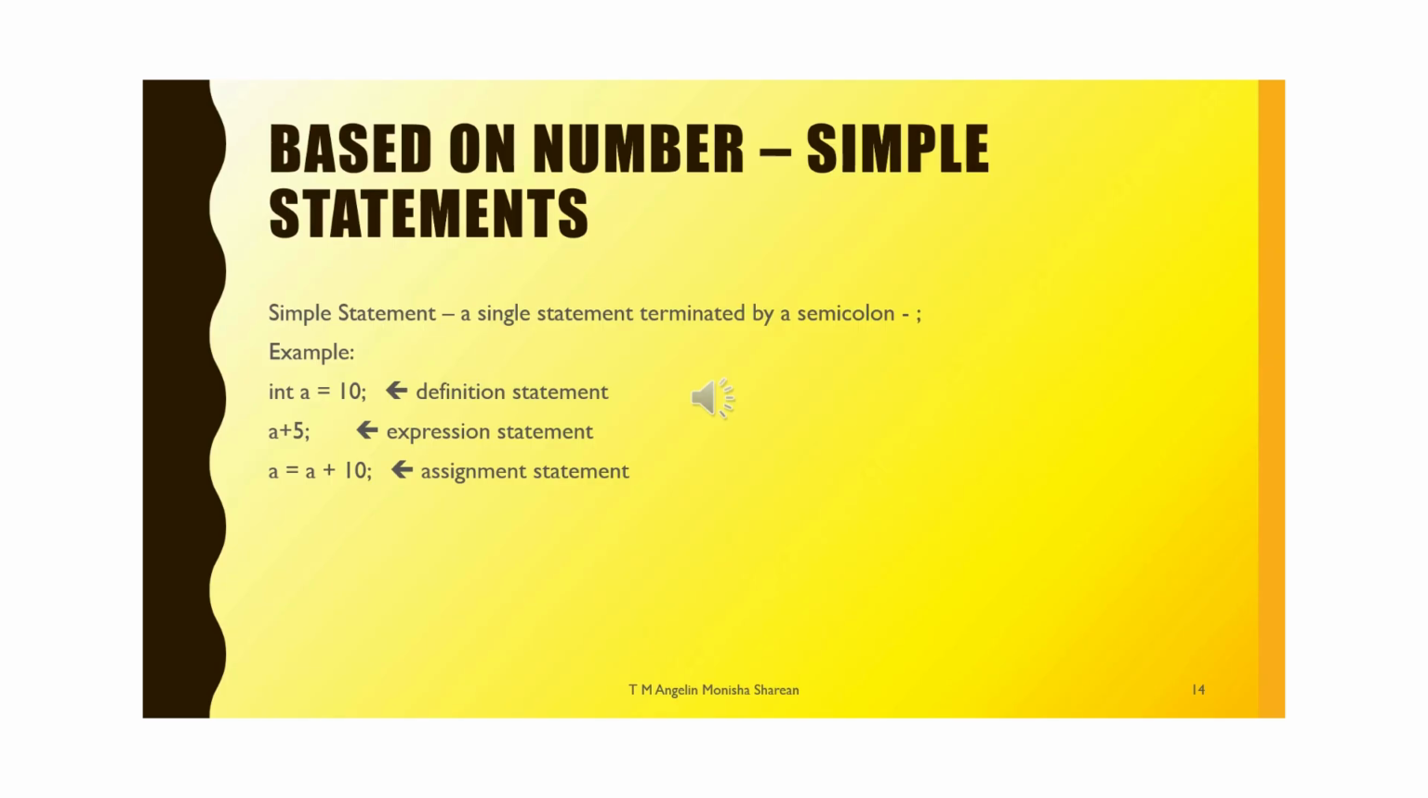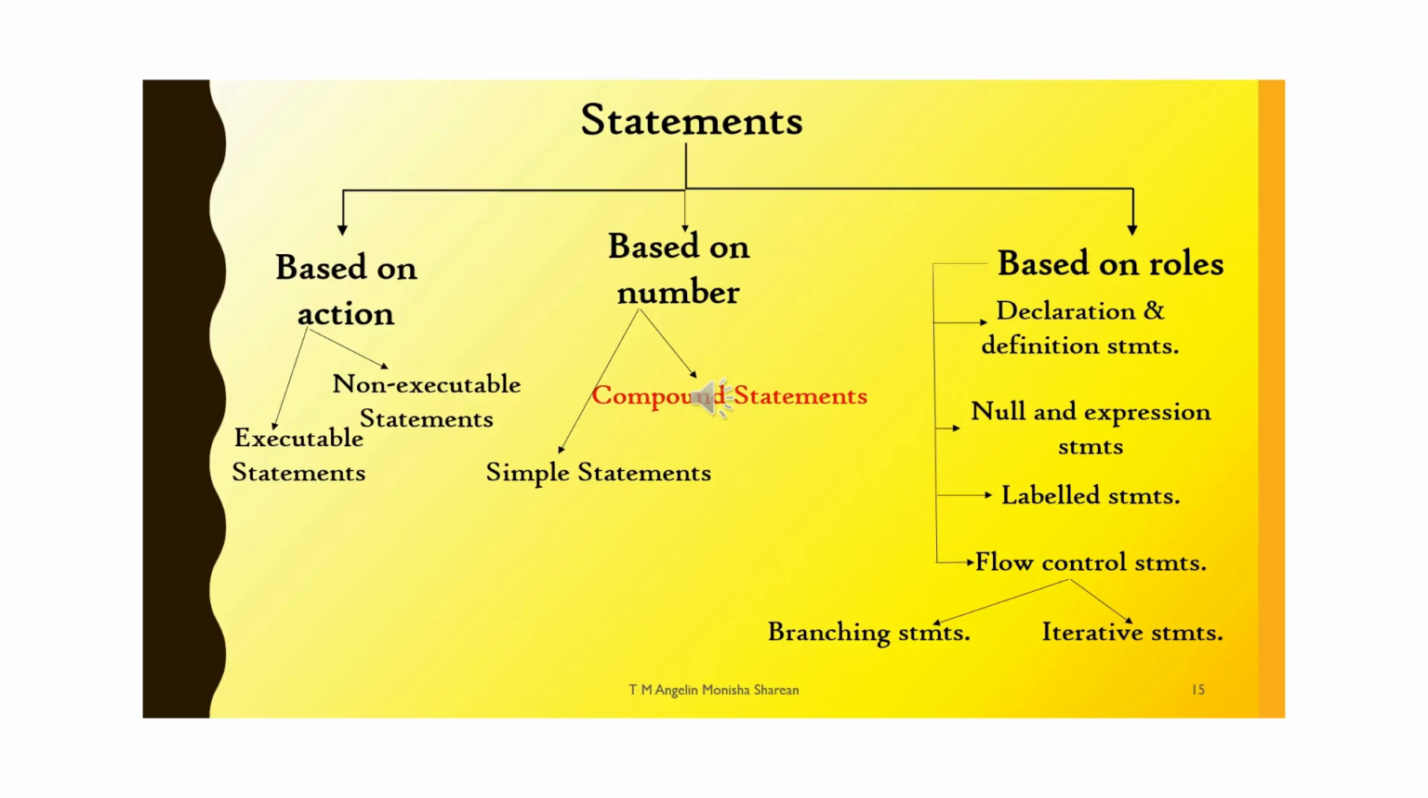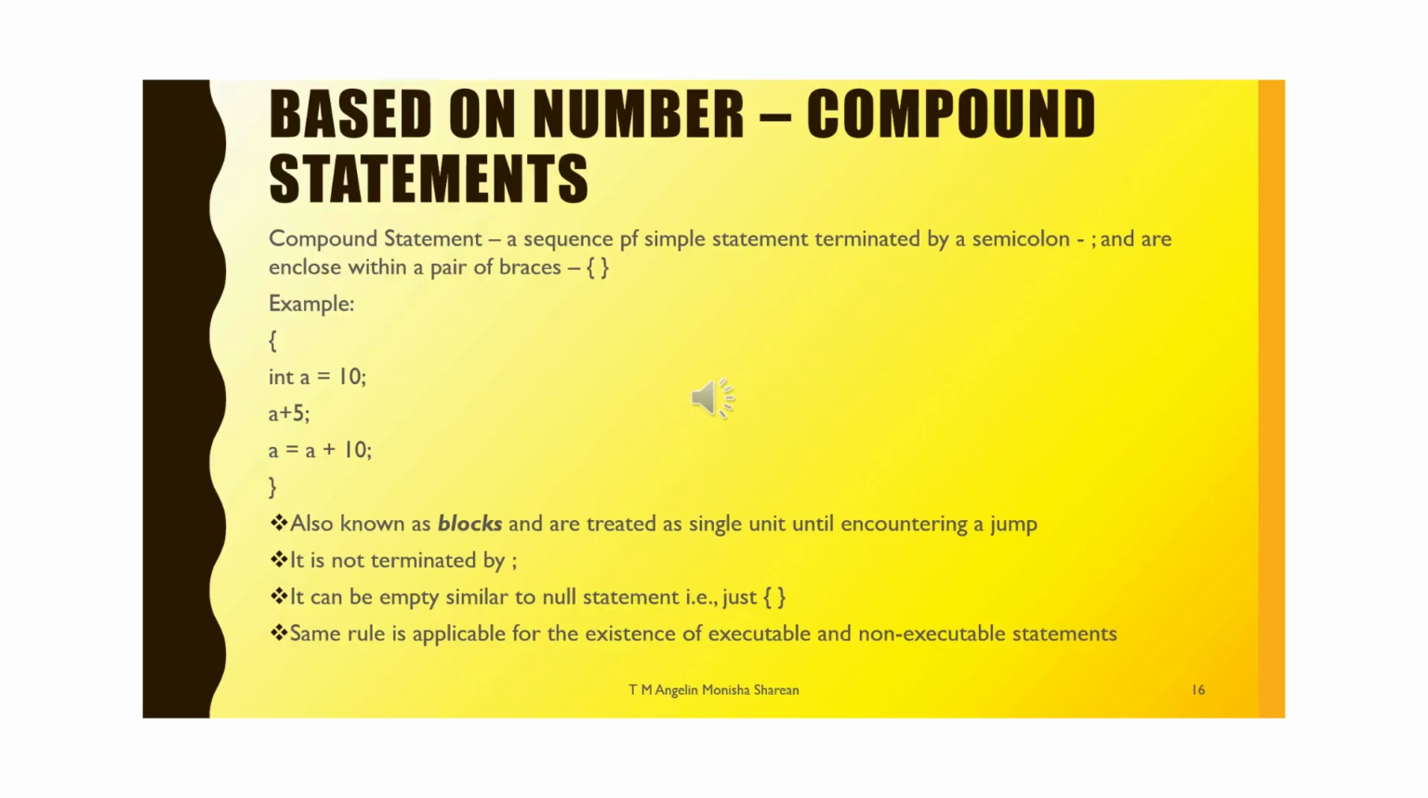The first one is a definition statement, which is assigning the value 10 to the variable a. The second one is an expression statement, or we can say a statement which is doing some calculations. The third statement is an assignment statement, that is, the value of a has been assigned the sum of the value of a and the value 10. So any single statement which is terminated by a semicolon is called a simple statement. Next, we can see the compound statements.